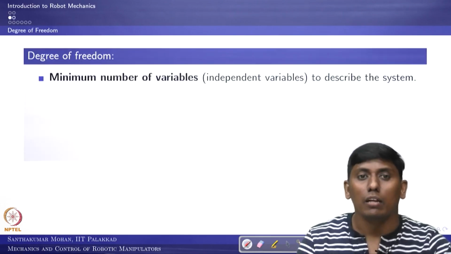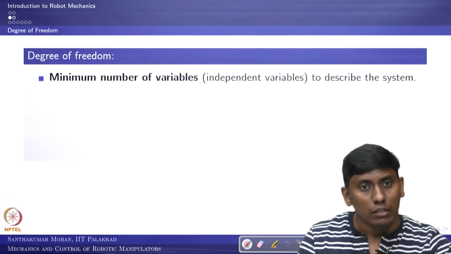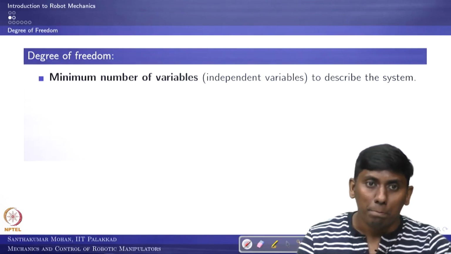We will go to one additional phenomenon which is important for the course. What is that? Degree of freedom.